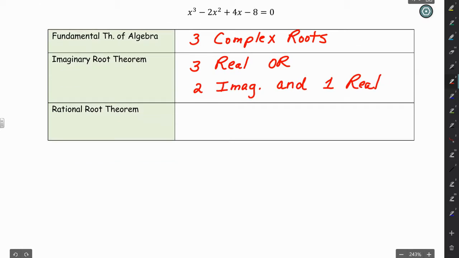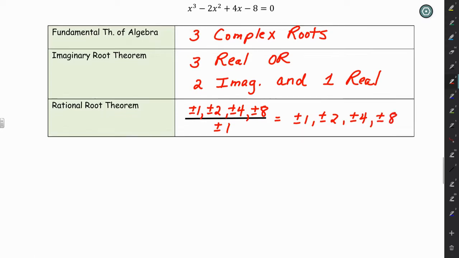By the rational root theorem, we're going to have factors of 8 divided by factors of 1. When we simplify that, we're going to get plus or minus 1, plus or minus 2, plus or minus 4, and plus or minus 8. Now we have to start testing till we find one that works.